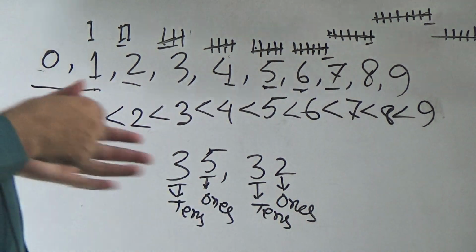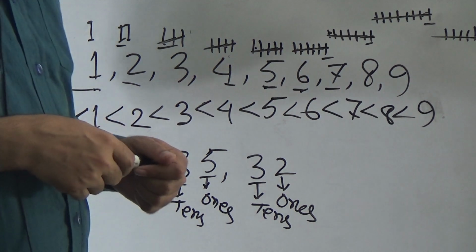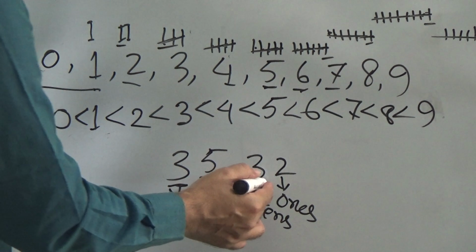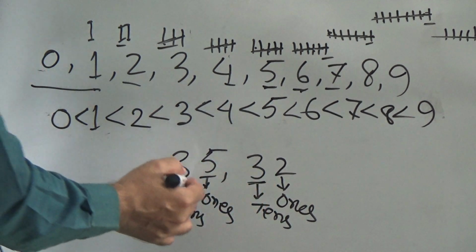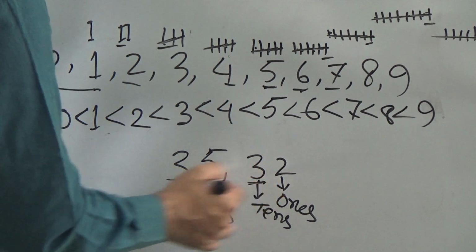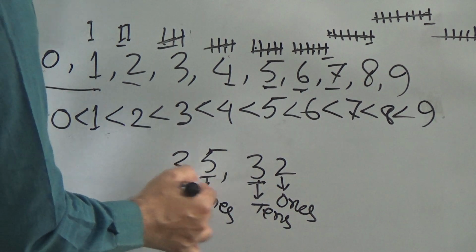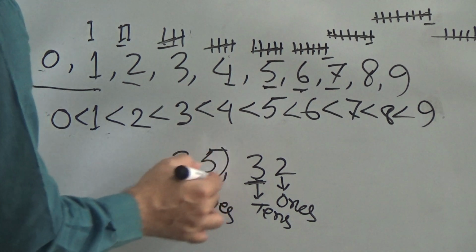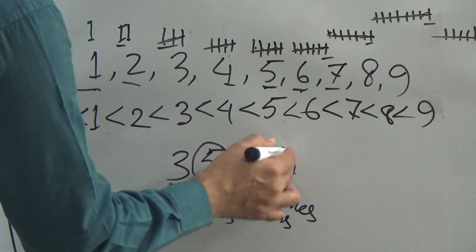Dear students, to compare numbers, at first we have to compare the largest position. Here the tens position is the largest position. In both numbers, 3 is in the tens position. As the tens position is the same, we have to compare only the ones position.